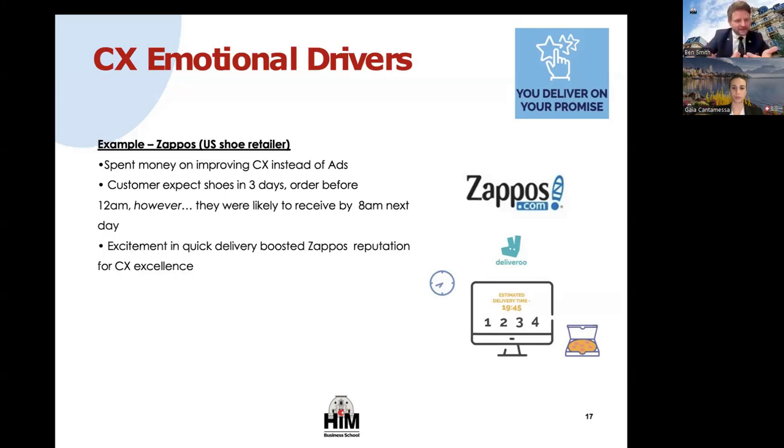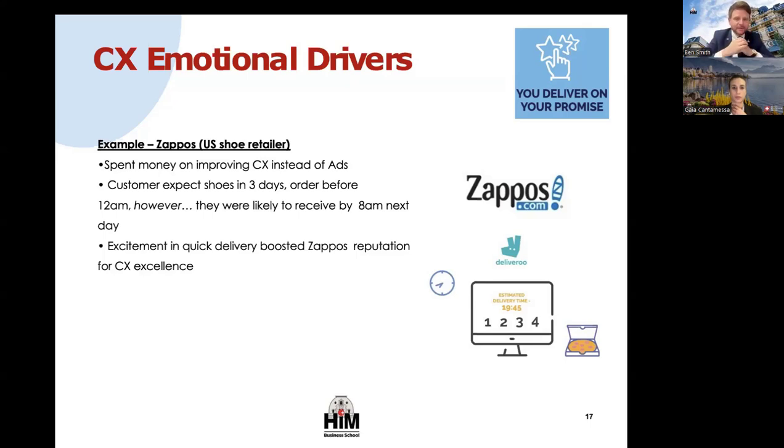Essentially, they would tell their customers, it's a shoe retailer, that they can likely expect their shoes in 3 days. However, if they order before midnight, they were actually likely to receive them by 8 a.m. the next day. So this essentially built up an excitement connected to delivery. And this really increased the reputation of Zappos as a company that cared about succeeding with customer experience.